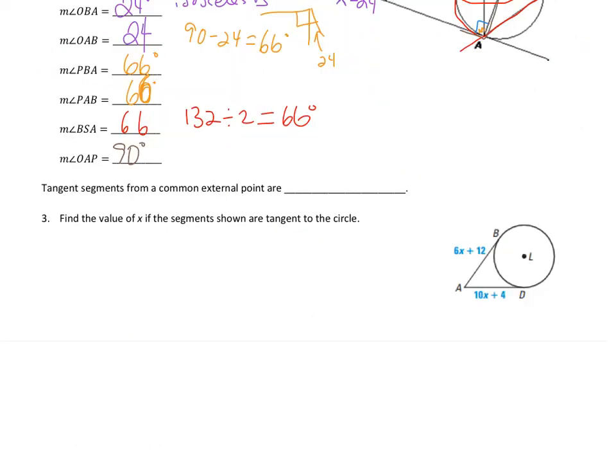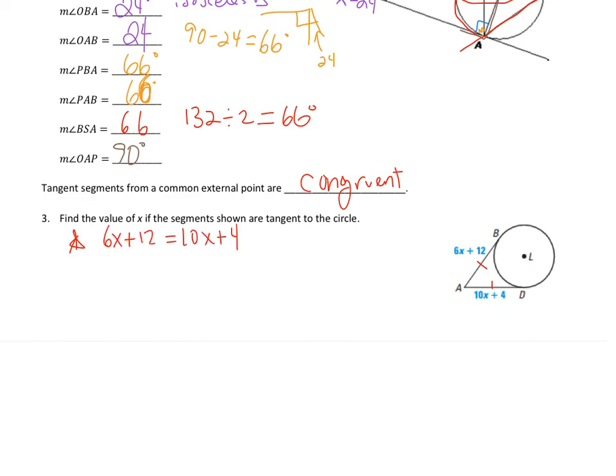If we have two tangent segments that intersect outside of our circle, then the lengths of them are going to be congruent to each other. And we can use this to solve our next question. So if we know that these two tangent lines will be congruent, I want you to set up an equation and solve for x.